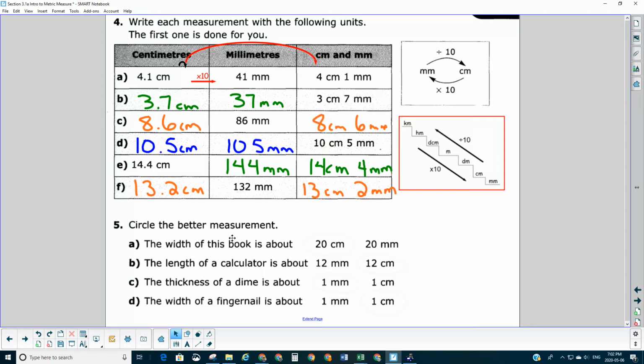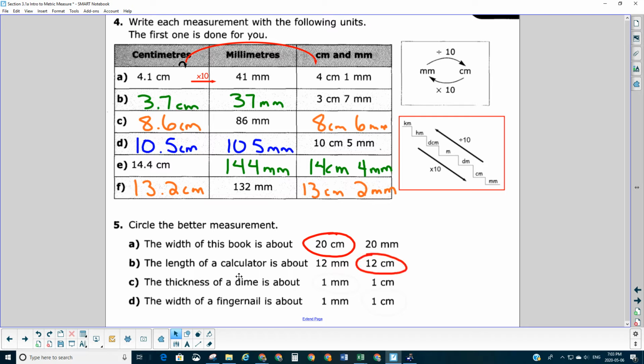Number 5, circle the best measurement, the width of this book. So do you think it makes sense to talk 20 millimeters or 20 centimeters when we're talking about how wide the book is? Well, 20 millimeters is very small, so I think 20 centimeters is a better estimate. The length of a calculator. So it all depends on what size calculator we have, but 12 millimeters is so tiny. Just think about how tiny that is. So I think it makes more sense to be in centimeters.